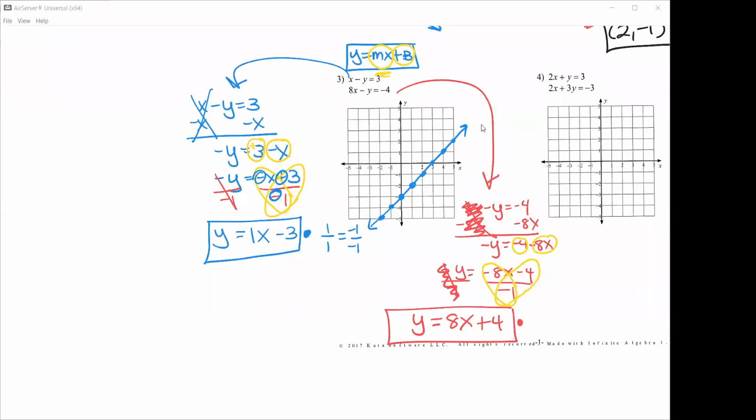So I'm going to graph this one by starting off at +4. Now here, my slope is 8 over 1, but I don't have enough room to go up 8 into the right one. So I'm going to have to go the other direction. And so the other direction is to do -8 over -1.